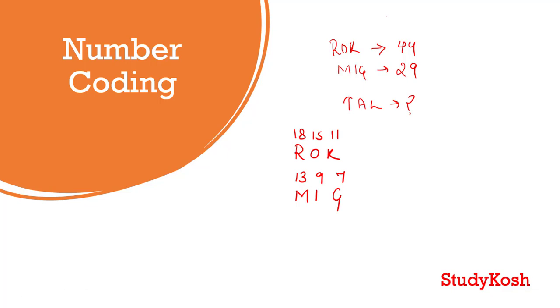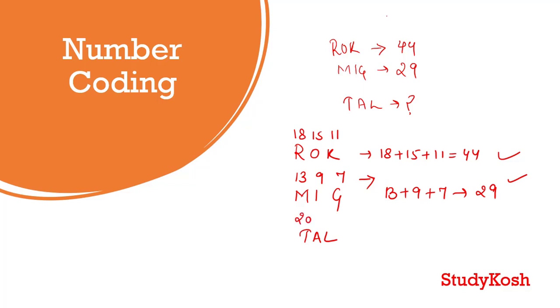Now we need 44. How can we get 44? If we add 18 plus 15 plus 11, we'll get 44. Similarly for this, if we add 13, 9 and 7, we'll get 29. So it is correct. Now let's code this TAL as well. The position of T is 20, A is 1 and L is 12. So we can write it as 20 plus 1 plus 12 is equal to 33. So the answer is 33.